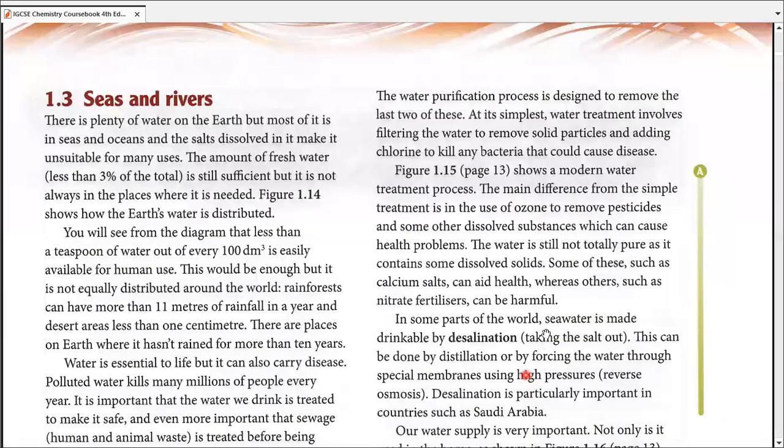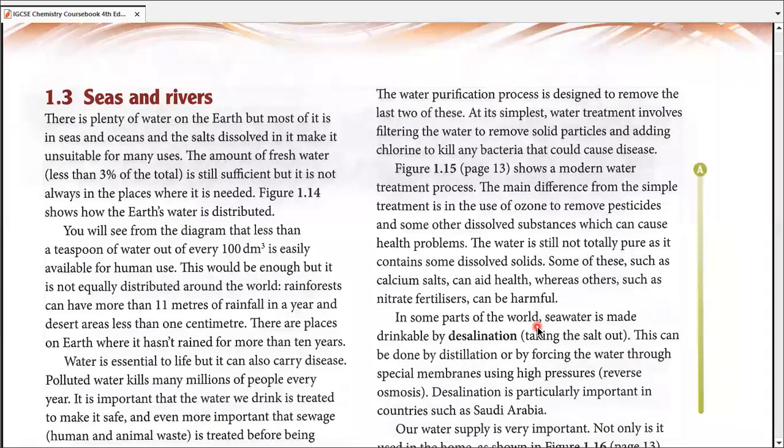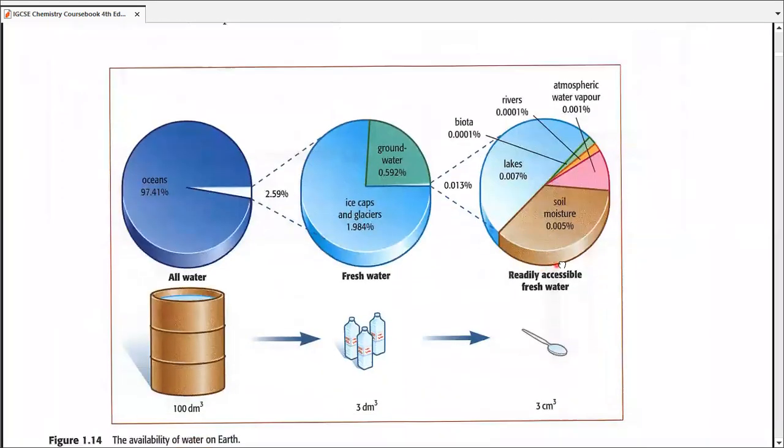Yes, sir. Good, great. And here we finalize the atmosphere part. So atmosphere and air pollution is complete. So 1.3 seas and rivers. Now let's go with this diagram first.